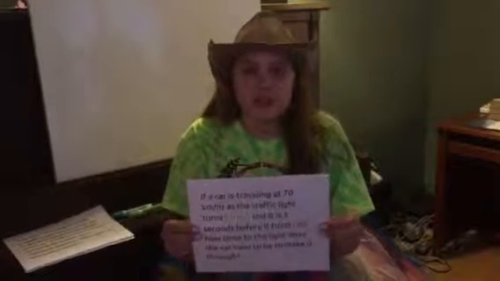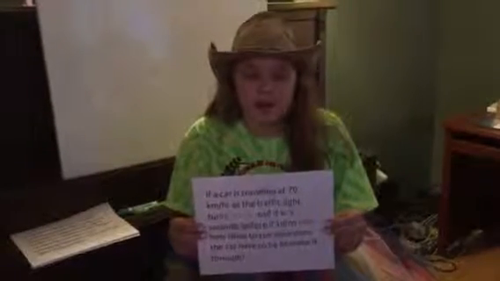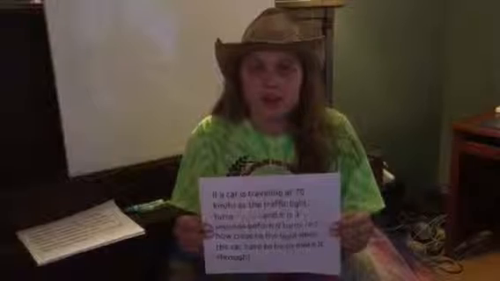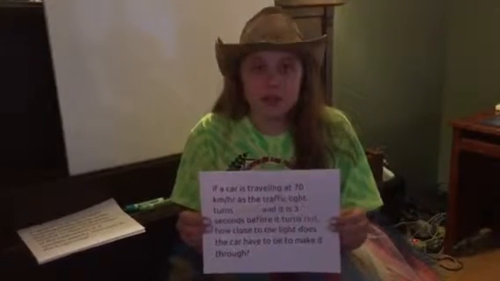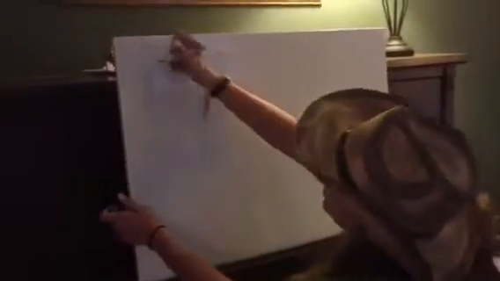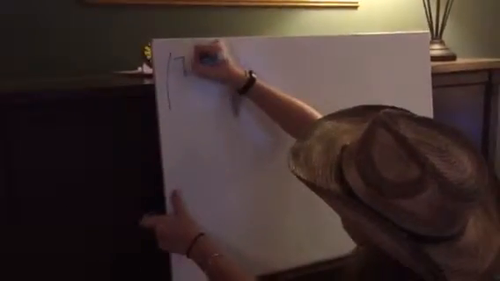If a car is traveling at 70 kilometers per hour as the traffic light turns yellow and it is 3 seconds before it turns red, how close to the light does the car have to be to make it through the light? So we're going to start off by changing it from kilometers per hour to meters per second. To do that, we're going to do dimensional analysis.